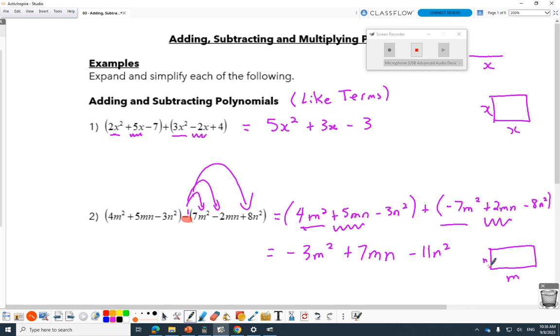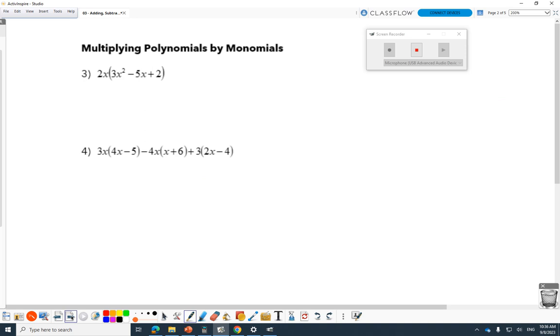Add, subtract, and multiply. We've added and subtracted already. Multiplying polynomials. All this is doing is combining distribution, which we talked about, with exponent laws, which we talked about. We just got to do it all at once.